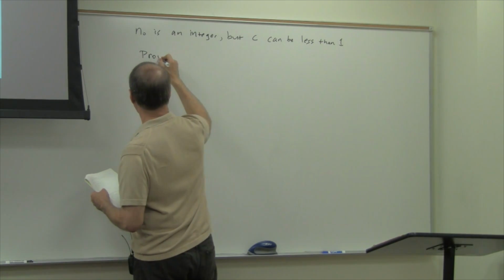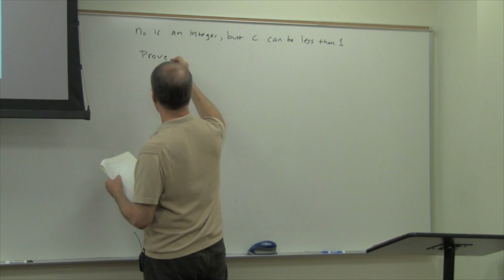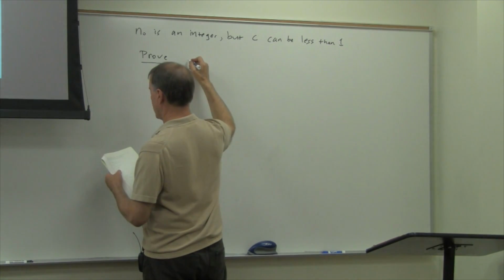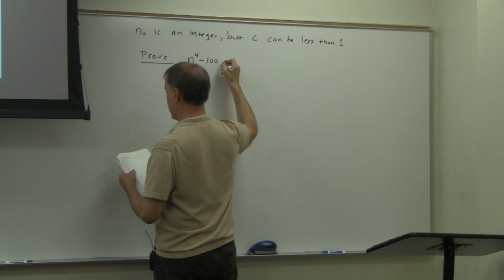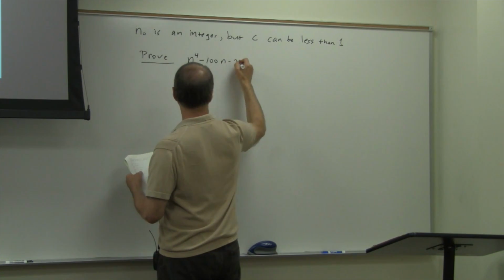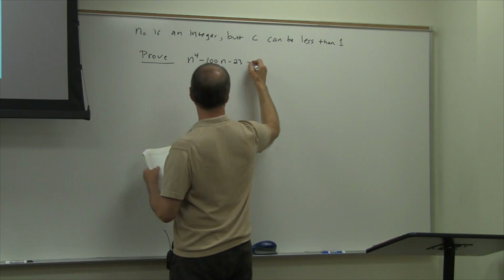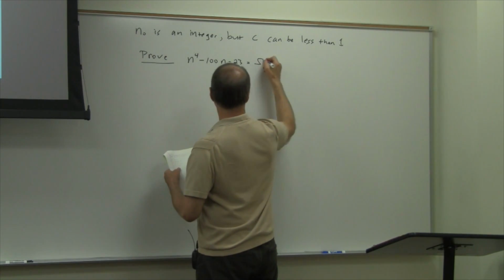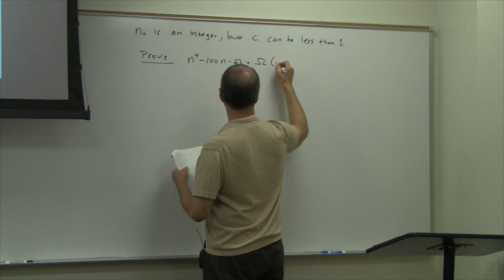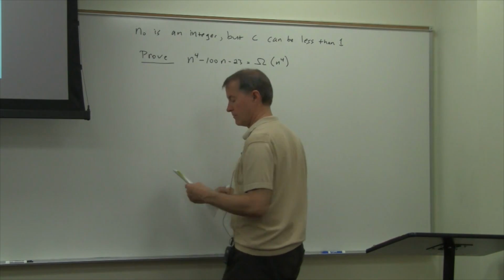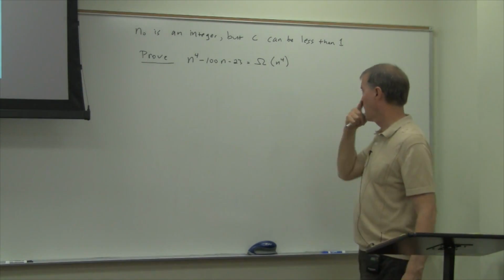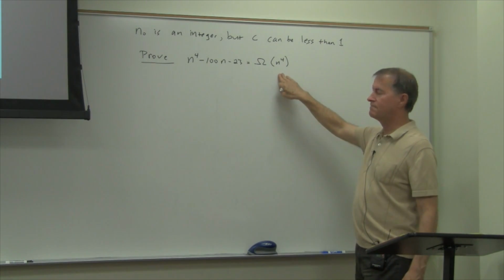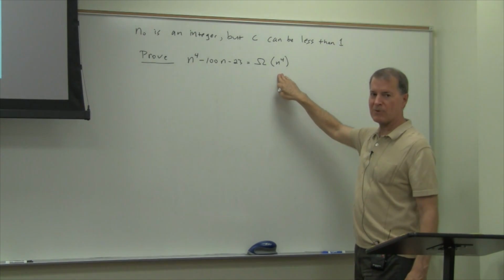What we're going to do here is prove that n to the 4th minus 100n minus 23 equals big omega of n to the 4th. All right? So what must we show? Well, we always have to write down what we must show.